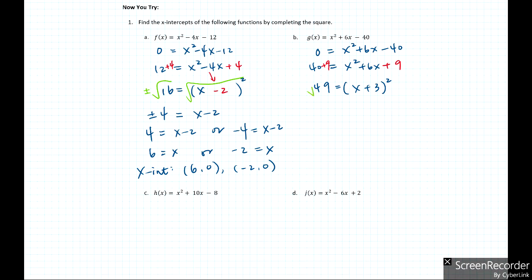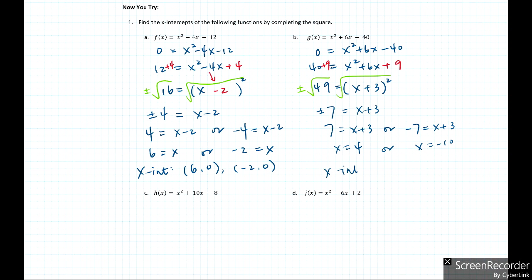Now taking the square root on both sides, we get plus or minus 7 is equal to x plus 3. That tells me 7 equals x plus 3, or negative 7 equals x plus 3. Therefore, x is equal to 4, or x is equal to negative 10. So that gives us the x-intercepts (4, 0) and (negative 10, 0) as a result.